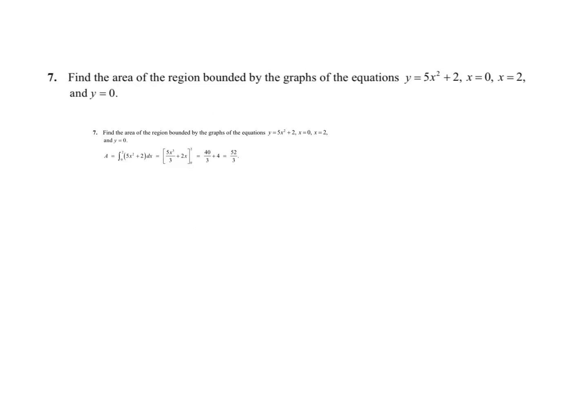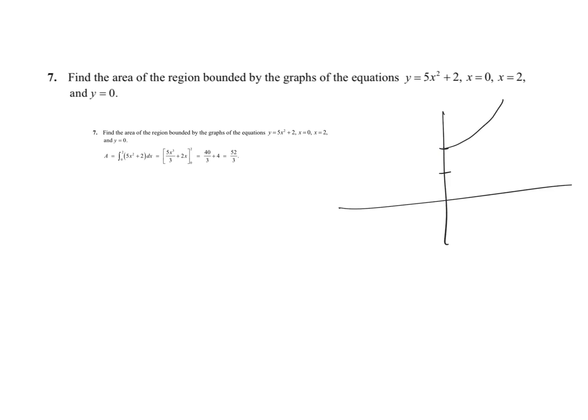So on this problem we have to find the area below the curve 5x squared plus 2 between x equals 0 and x equals 2. You can draw the parabola 5x squared plus 2. So if you draw the parabola, when x equals 0 it is 2, 1 and 2, and the parabola will go like this.